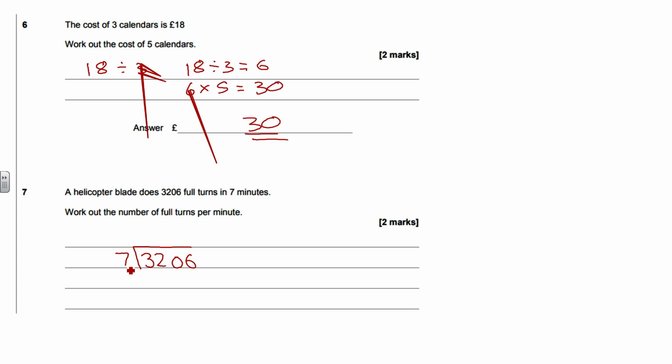7 can't go into 3, so that 3,000 is used as a 10 in the hundreds column, so we've got 7s into 32. Now 4 7s are 28. 28 off 32 is 4. 7s into 40, we've got 5 7s is 35, with 5 left over from the 40. 7s into 56 is 8, so it goes exactly 458 times.